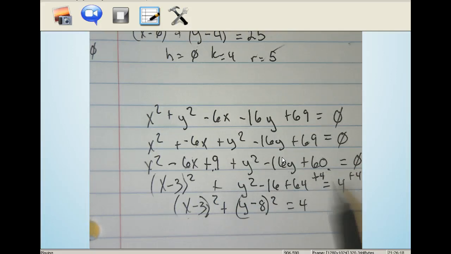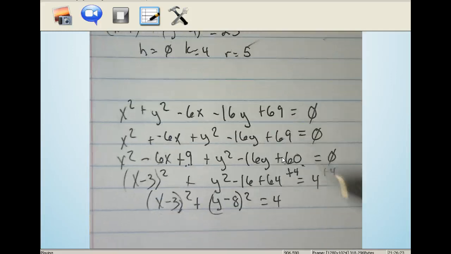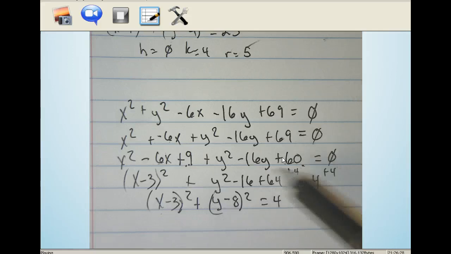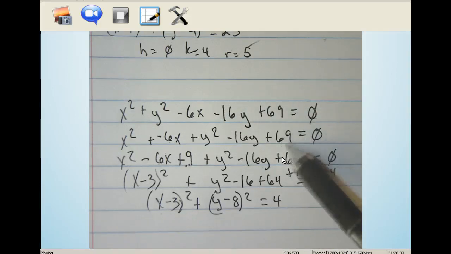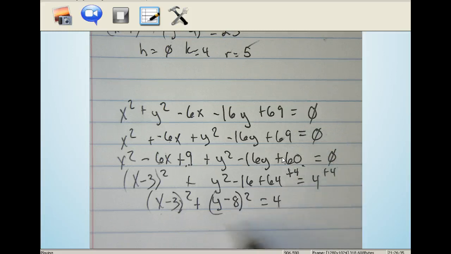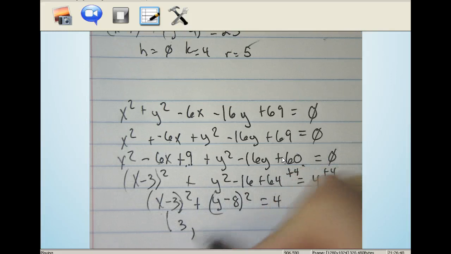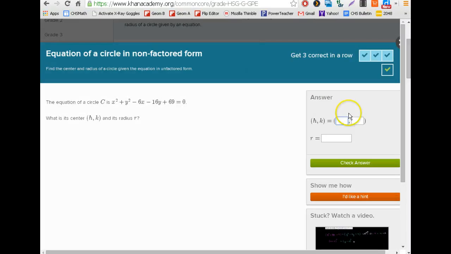So this is actually what the Common Core calls for you to be able to do. Take an equation that's not in factored form, complete the square as necessary to get it in factored form, and then recognize that your coordinates are going to be h is 3, k is 8, and the radius equals 2. Okay? So let's put that in. 3, 8, and the radius equals 2. By the way, could we do this here?